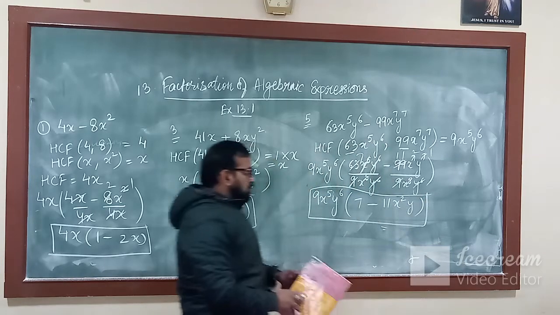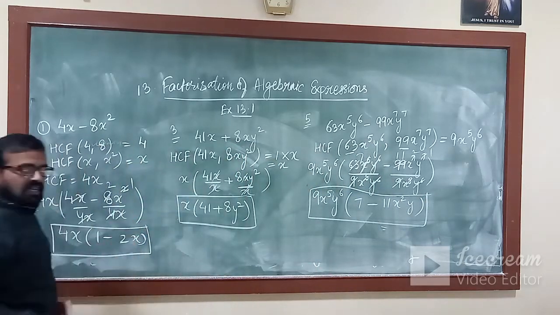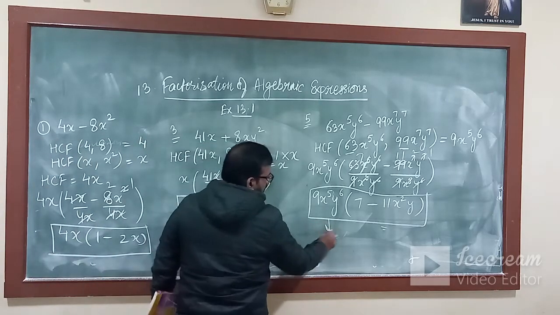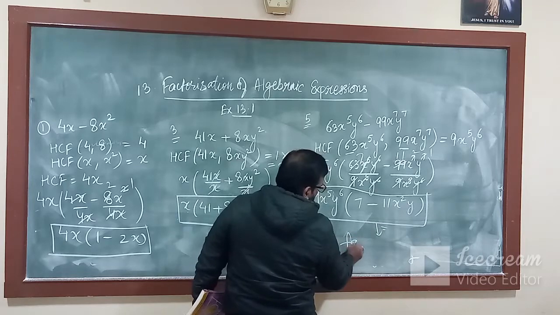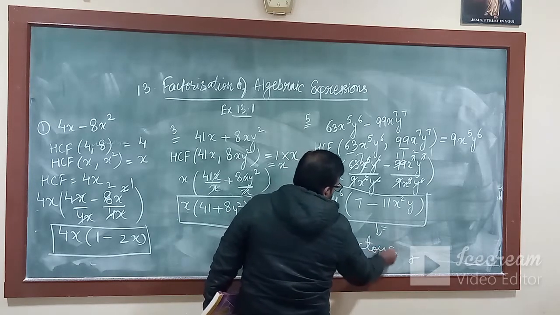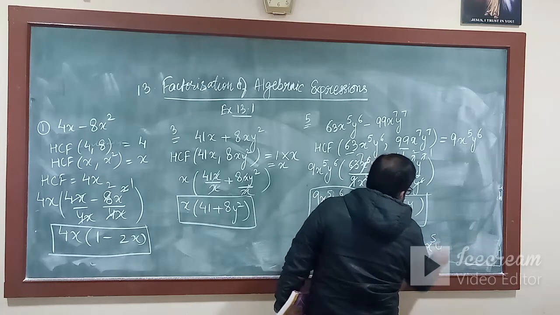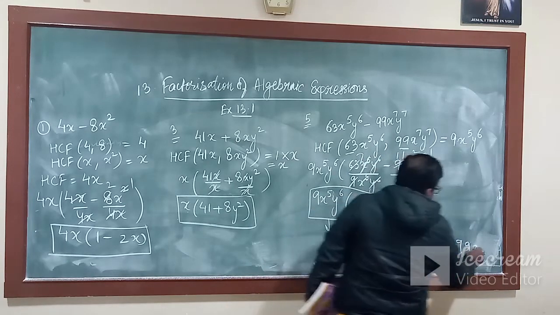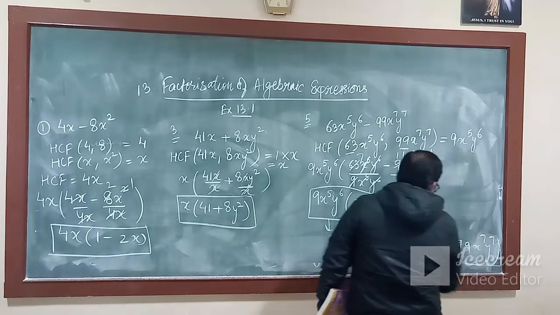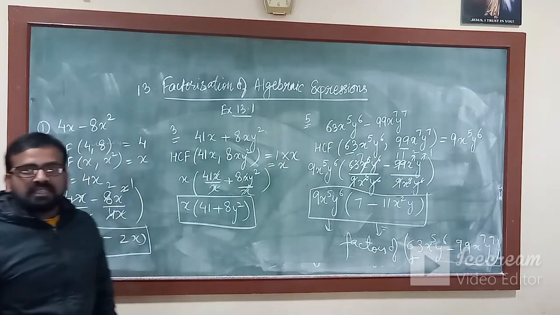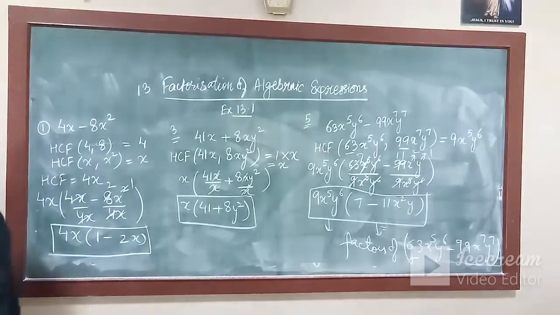And we can also say that whatever answer we are getting, these are the factors of this algebraic expression 63x to the power 5 y to the power 6 minus 99x to the power 7 y to the power 7. Okay, so this is the meaning of factorization, and what we are actually calculating is the factors of a given algebraic expression.